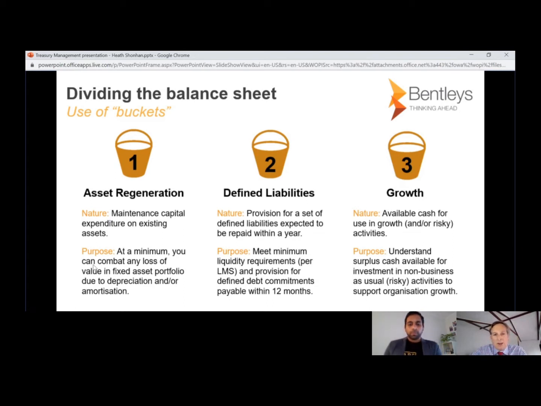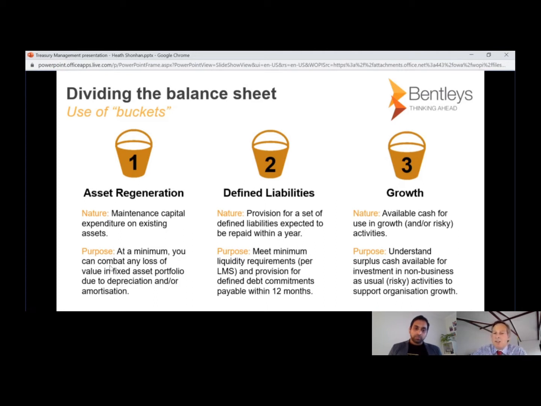We accountants like to create lots of confusion around assets and liabilities. Are they current? Are they non-current? What's retained profits? What goes into the balance sheet? But for the purposes of treasury management, let's look at the balance sheet really simply. Let's define it into 3 buckets. The first bucket being asset regeneration. And this is for board members who aren't financially minded, but really get to understand this bucket concept.